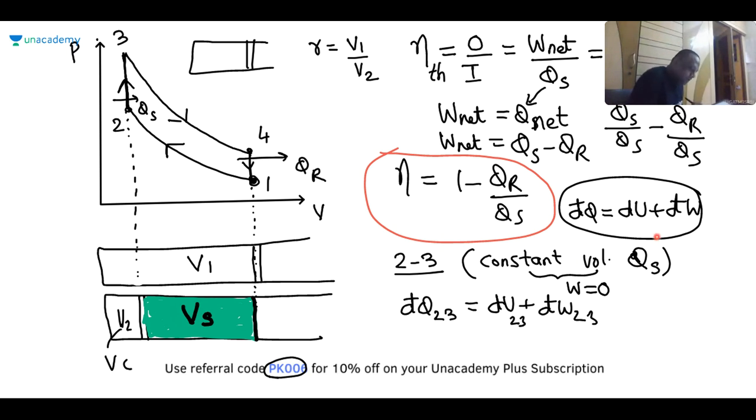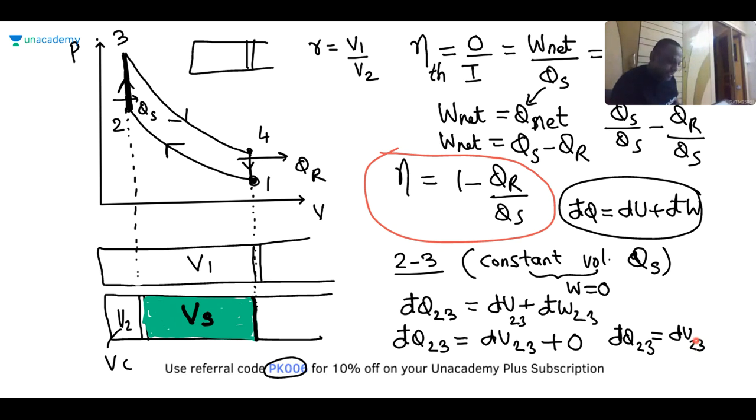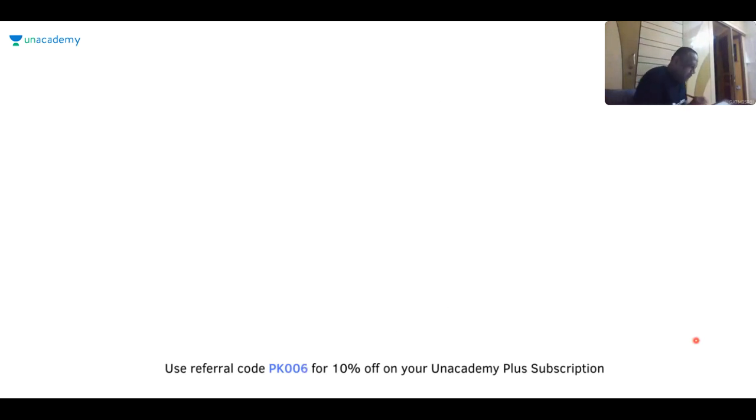Now look. So heat transfer in 2 to 3 is equal to dU in 2 to 3 plus work in 2 to 3. 2 to 3 is a constant volume. In constant volume the piston is not moving. When the piston is not moving, work is what? Zero. Work in 2 to 3 is zero. So heat transfer in 2 to 3 is equal to the internal energy change.